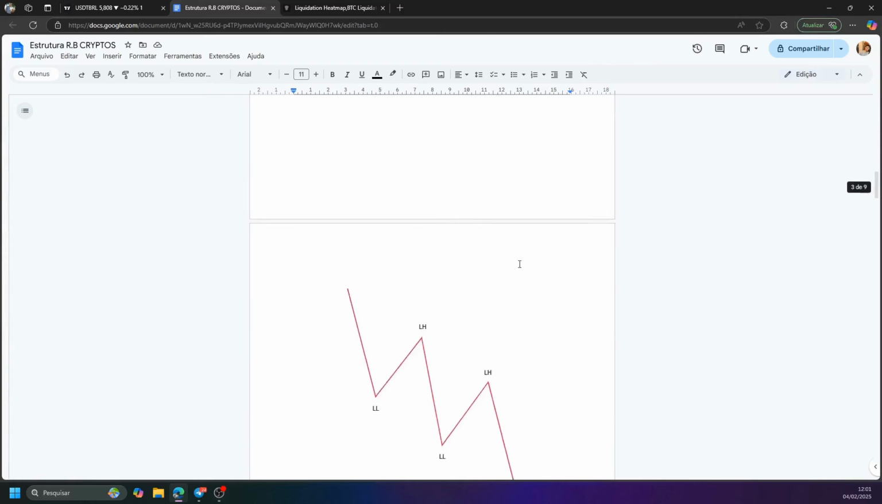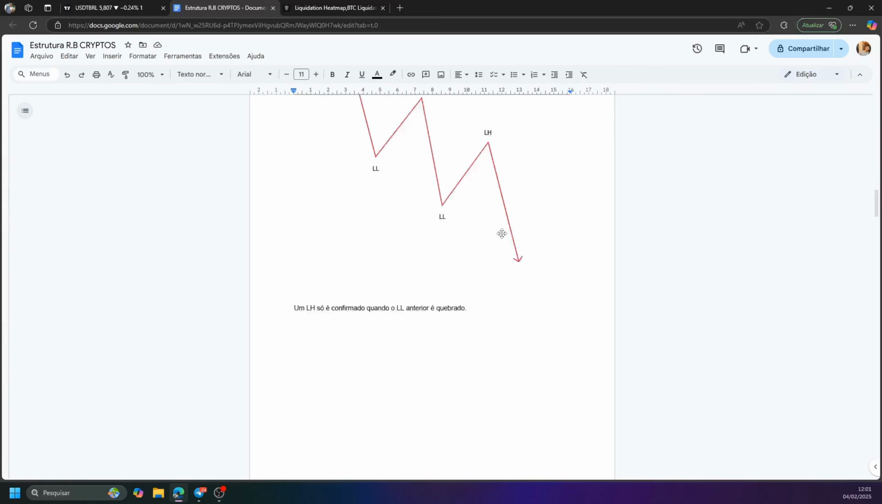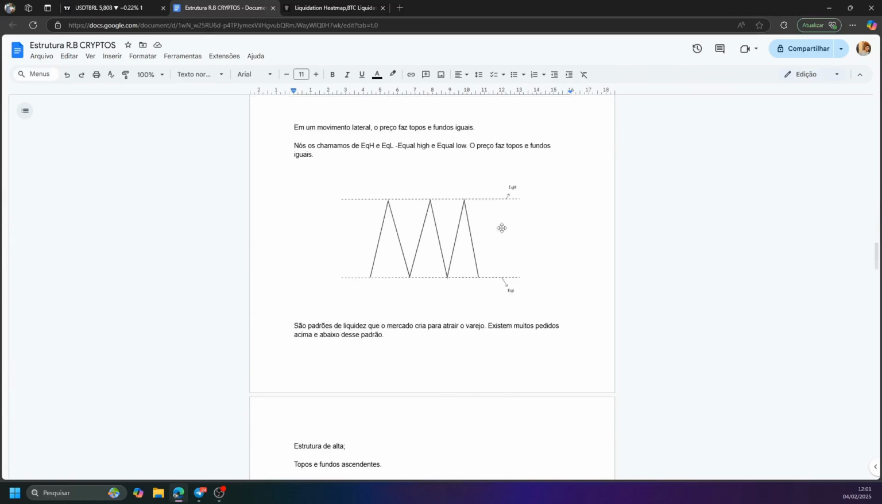The opposite is true. Lower highs and lower lows characterize a bearish structure. We have a lower high than the previous one, so I'll have a lower low than the other. In other words, we have a bearish structure. And the sideways structure is formed when the market creates equal highs and lows. We call them equal levels, right? This is within basic price action, or what we call root price action.